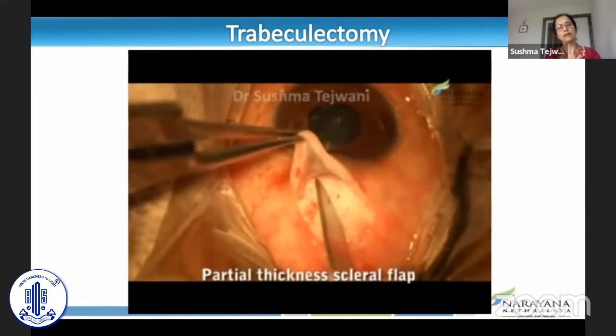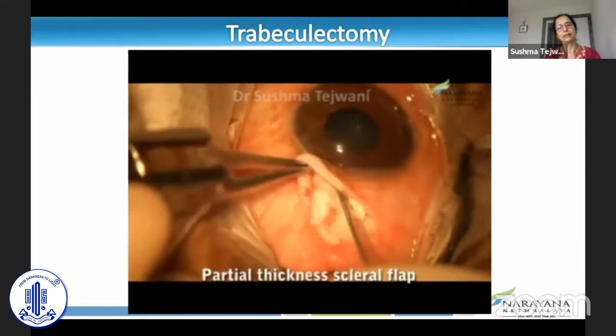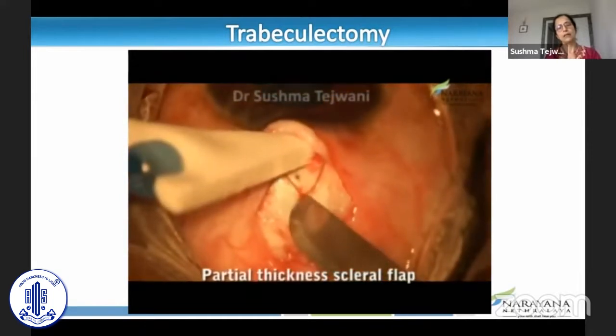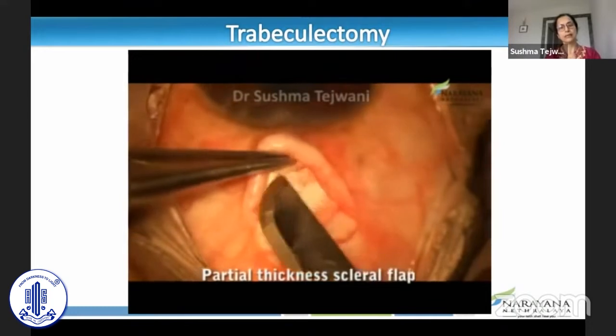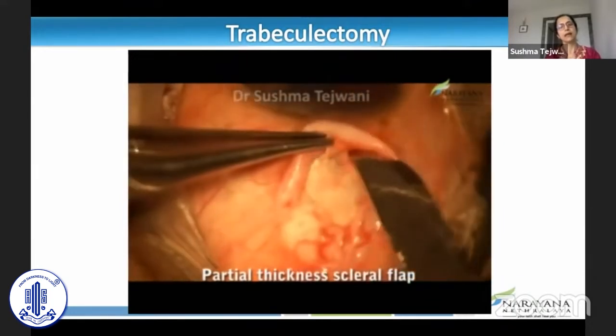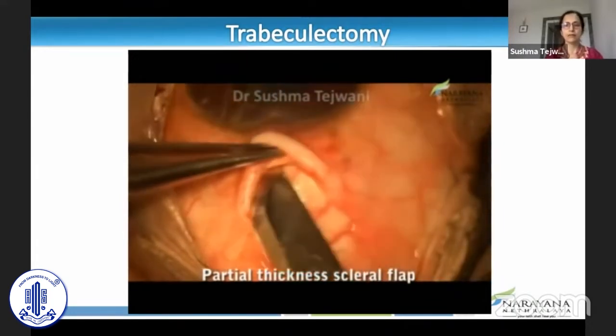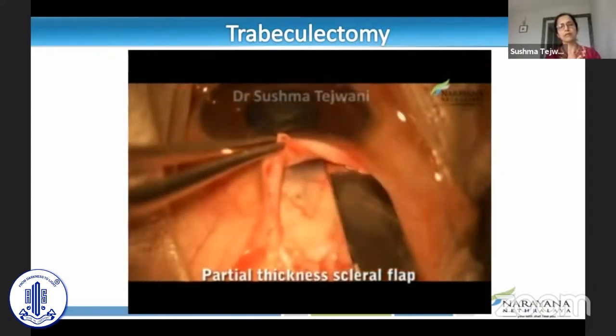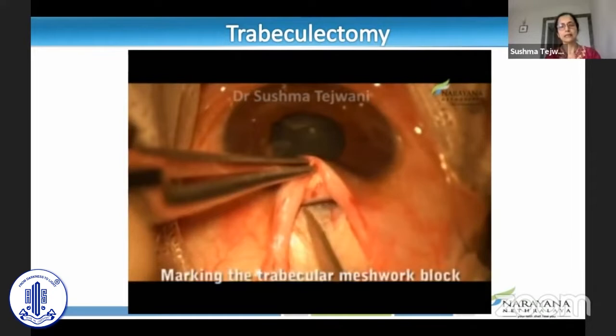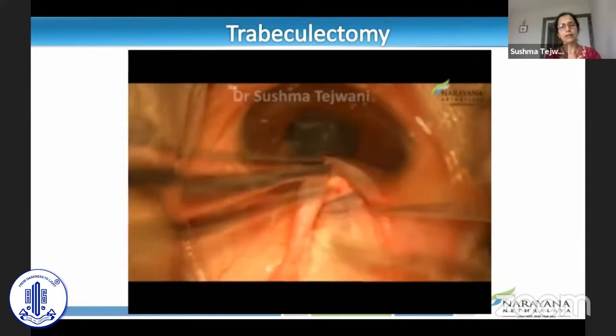And this is a triangular partial thickness scleral flap being marked. This dissection can be done using a 15-number blade or a crescent. The flap can be a rectangular flap or a triangular flap based on your preference. Even the conjunctival flap can be limbal based. This is the trabecular meshwork block marking that is being done.